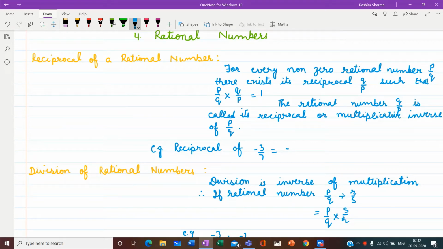Hello students, let us start with last part of rational numbers today. So that is division of rational numbers. So let us understand first reciprocal of a rational number.